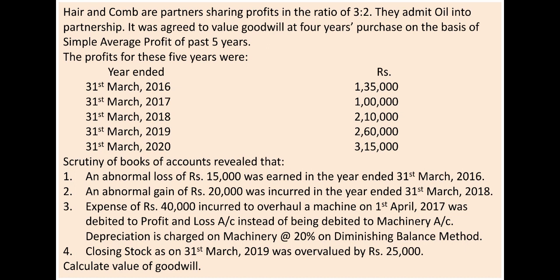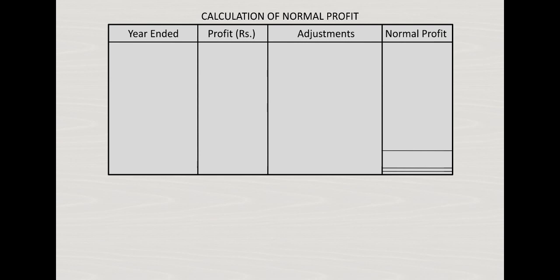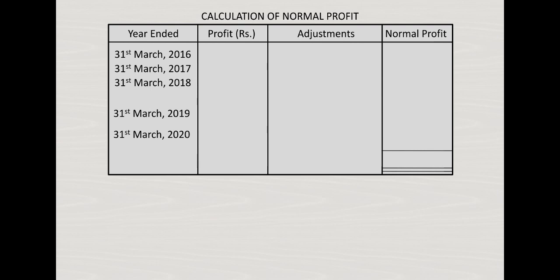Let's start. Make a table for calculation of normal profit. Then write the year ended and profits given to us in the question as it is. Then our adjustments. First was an abnormal loss of rupees 15,000 in year ended 31st March 2016. As abnormal loss must have reduced our profit, now we will increase our profit. For this, we will add this 15,000.